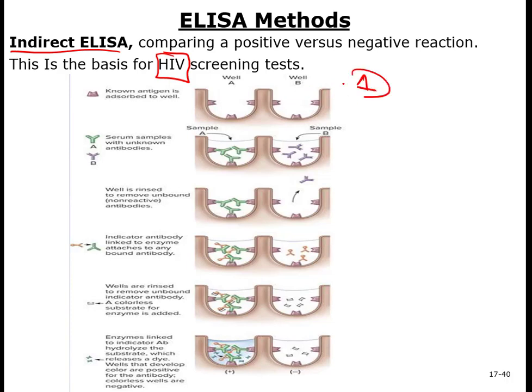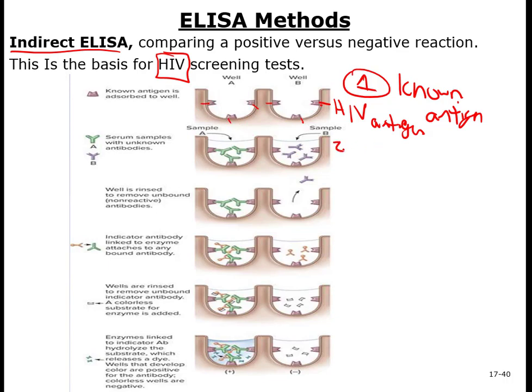In the first step, we're going to add the known antigen. These are commercially available antigens that we have extracted from the pathogen. So for example, in this case, we'll say we are adding the HIV antigen. What will happen is the HIV antigen will stick to the walls of the plate. So in these little holes, these antigens will stick to the wall.